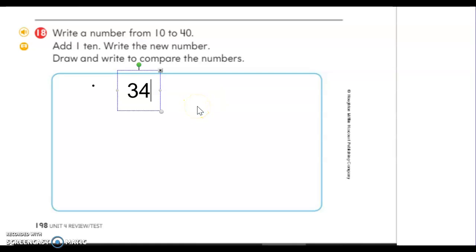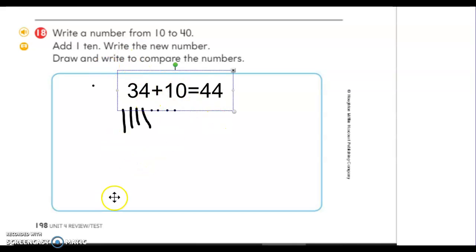Now, it wants me to add a 10. Okay, so I'm going to do 34 plus 10 equals. Okay, now we have to find out what that is and write the new number. We have to draw and write also to compare the numbers. So, let's make 34. 10, 20, 30, 1, 2, 3, 4. And now we have to add another 10. There we go. We put another 10 stick on. Now let's count this out. 10, 20, 30, 40, 41, 42, 43, 44. Okay, so we came up with 34 plus 10 equals 44.